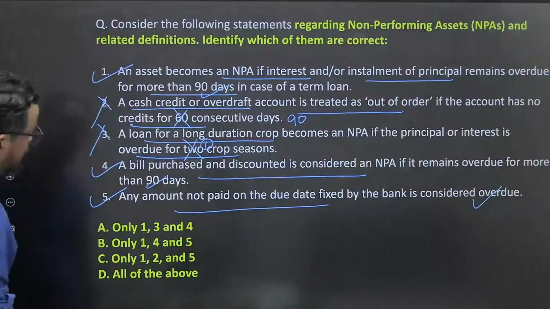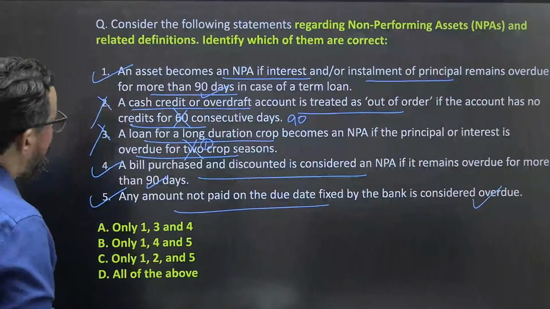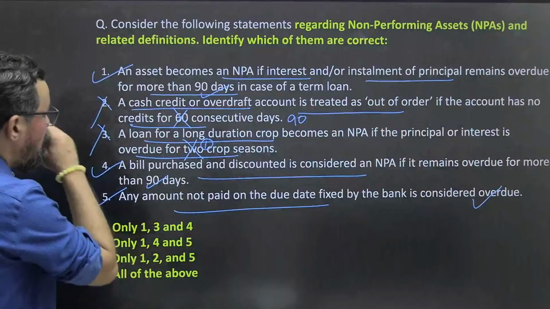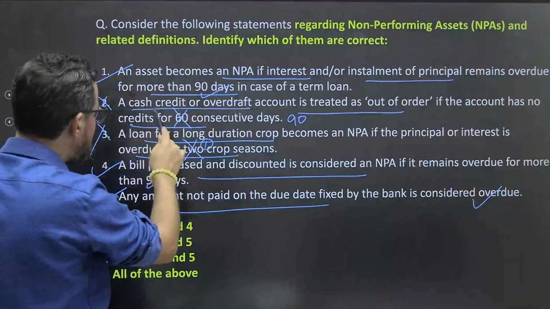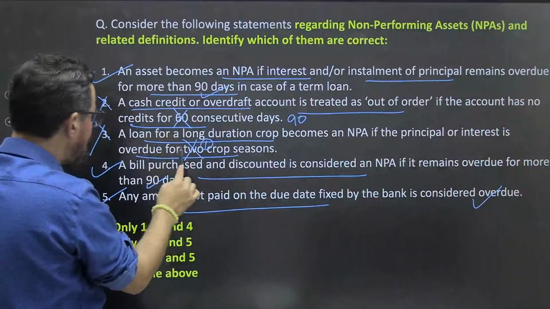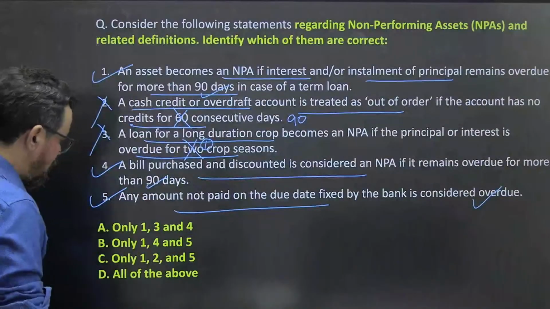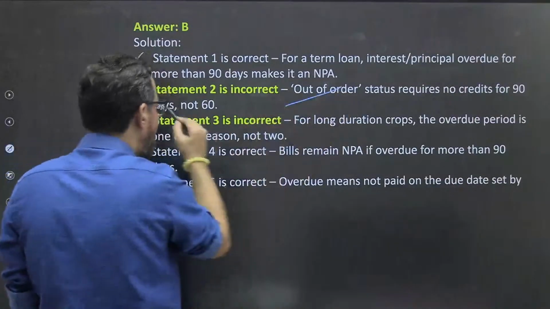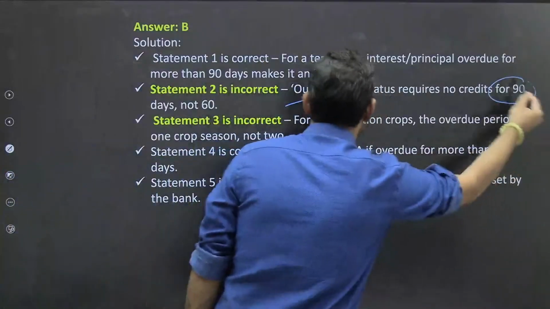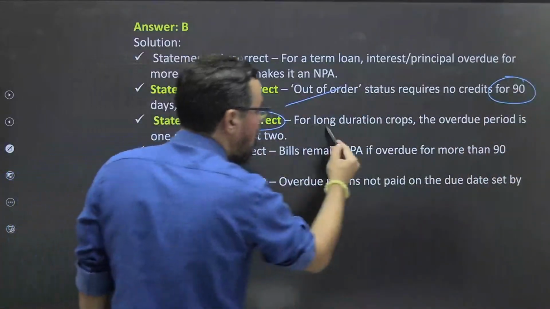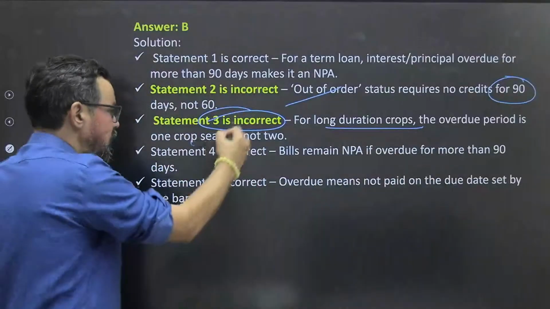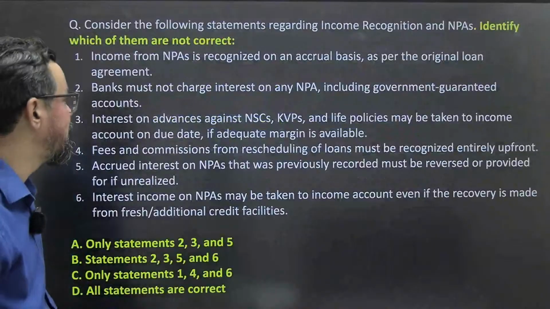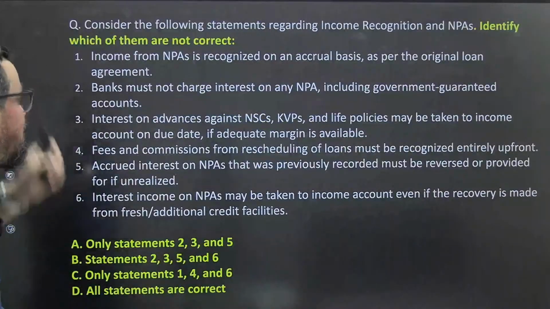145 means long term duration, we have to find the correct statement, ठीक है। So this is correct. Statement 2 is wrong, statement 3 is wrong. 145, अच्छा ओके, option B will be the right answer for this one. So for out of order again we have 90 days, not 60 days. And the third one, long duration crop, 1 season. And for short term crop it is 2 seasons, so that is the one, very basic one.